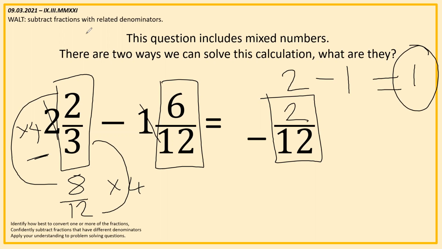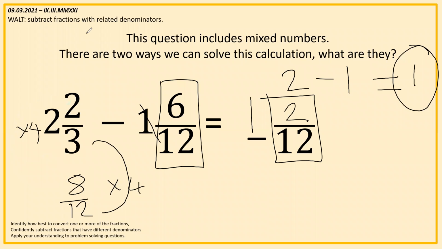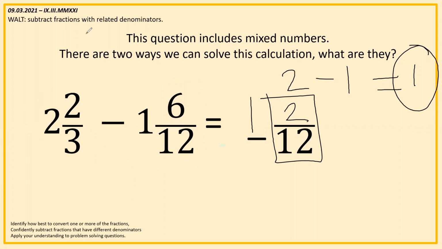Put my 1 whole back in. So the first way to work this out would be separating the whole and the fraction as two separate calculations. So 2 and 2/3 minus 1 and 6/12 equals 1 and 2/12.